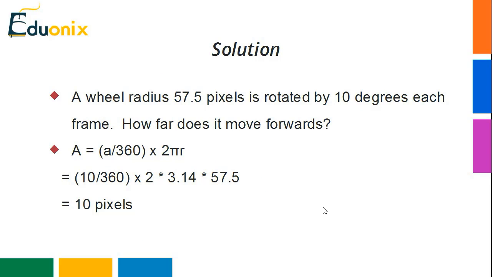If we put our numbers in, we have a wheel width of 115 pixels, which is a radius of 57.5 pixels, and it's being rotated by 10 degrees in each frame. We put our numbers in and we get the answer. It's moving 10 pixels per frame.